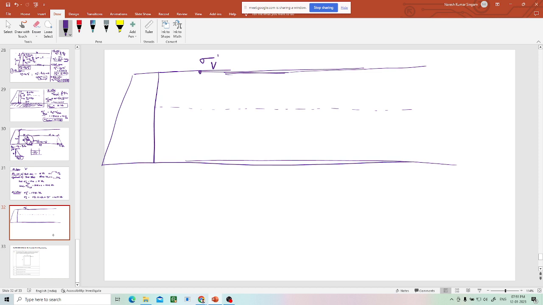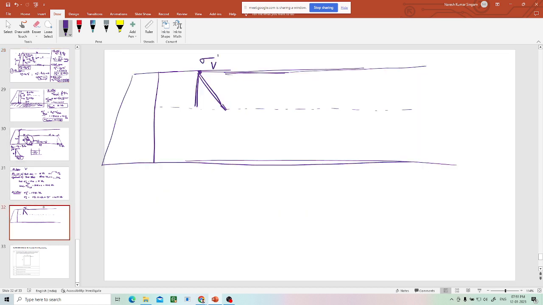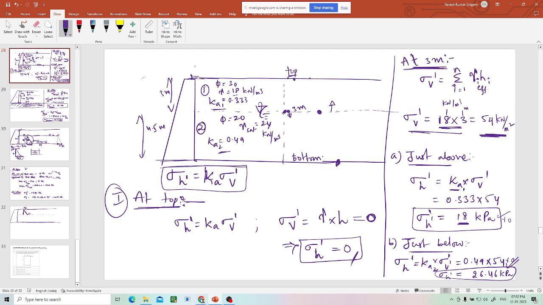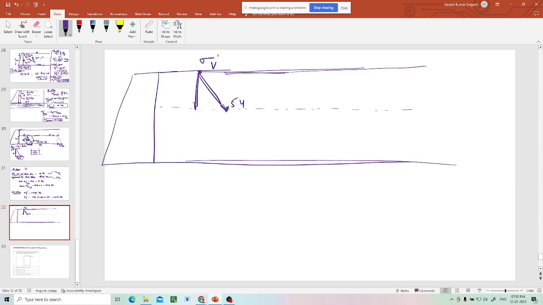Sigma V diagram also I'll draw. It is 0 at the top. Sigma V is 18. Sorry, 54. It's 54. 0 is 0, and sigma V at 3 meter is the same. Just above, just below, it doesn't matter for the sigma V. And sigma V at the bottom is 117, right? It's 117.